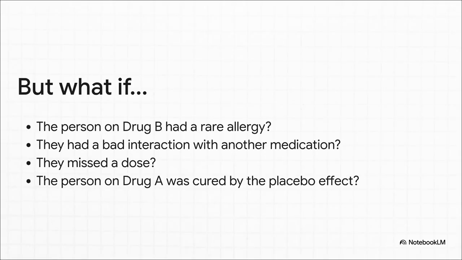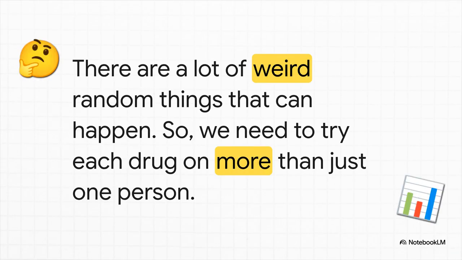Well, of course not. I mean, think about it. What if the result was just dumb luck? Maybe the person on drug B had some weird allergy, or they forgot to take a dose. Or maybe drug A doesn't actually do anything, and that one person was just cured by the placebo effect. There are just a ton of random things that can mess with our results in a tiny experiment. So the obvious answer is we need more data. Let's test each drug on lots more people. But even when we do that, we're still stuck with the same fundamental problem. How do we know if the difference we're seeing is real or if it's still just random noise?